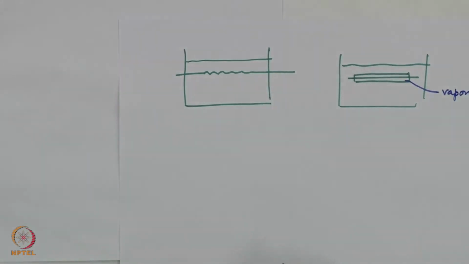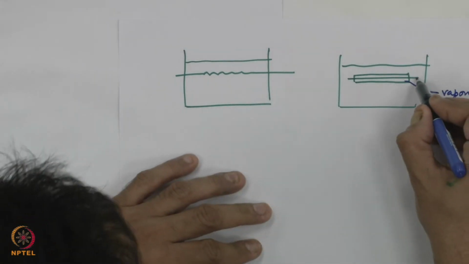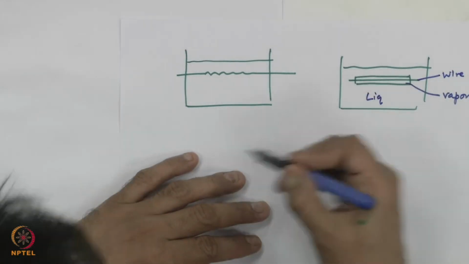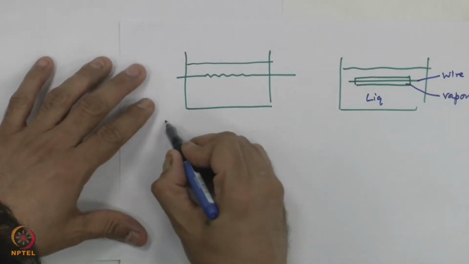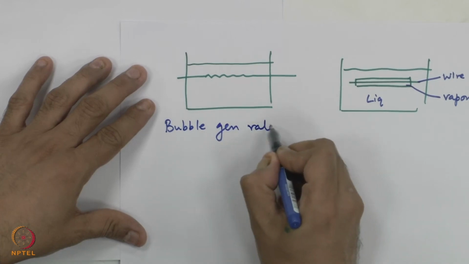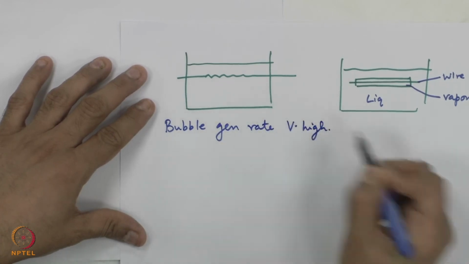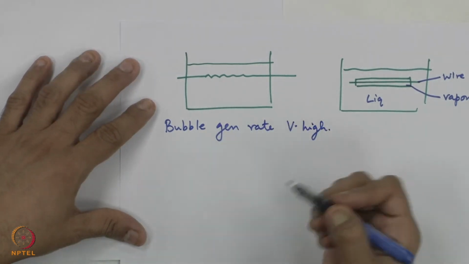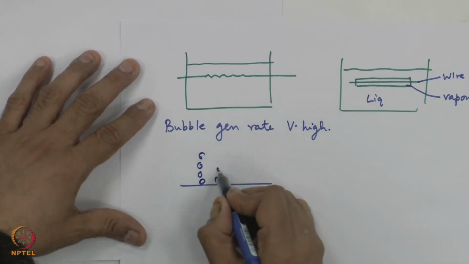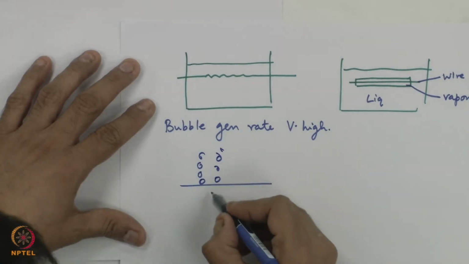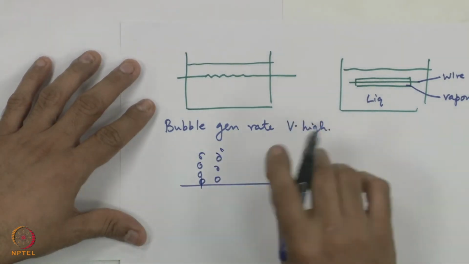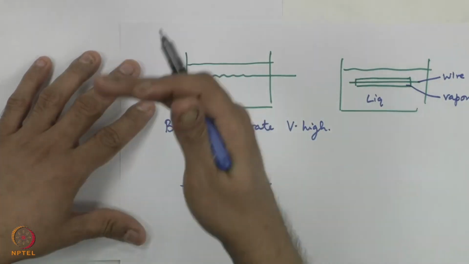What will happen? I am supplying heat more and more, and this is the heater wire. Liquid is still there, but because the bubble generation rate is so very high, and that is not compensated, I have so many bubbles coming out from the surface at a very fast rate, because before one bubble leaves another is ready, and because the system has attained steady state, now I increase the heat further, more and more bubbles are generated.